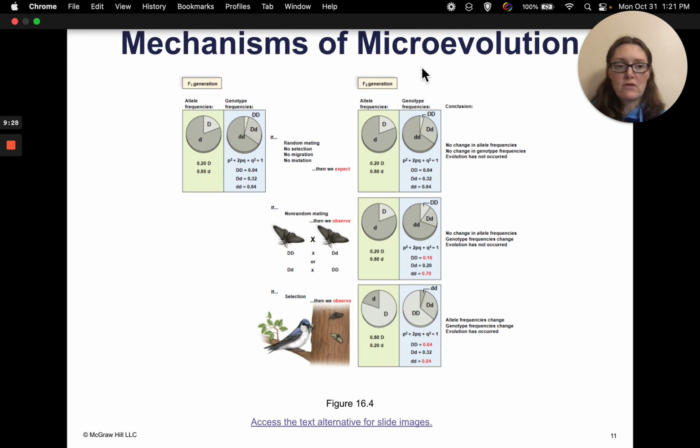Now it is microevolution because they are the same moth. We just have a shift to a different color trait, and they're the same moth still. They can interbreed, they can make more offspring. It's just that now we have a trait that's standing out more than the other.